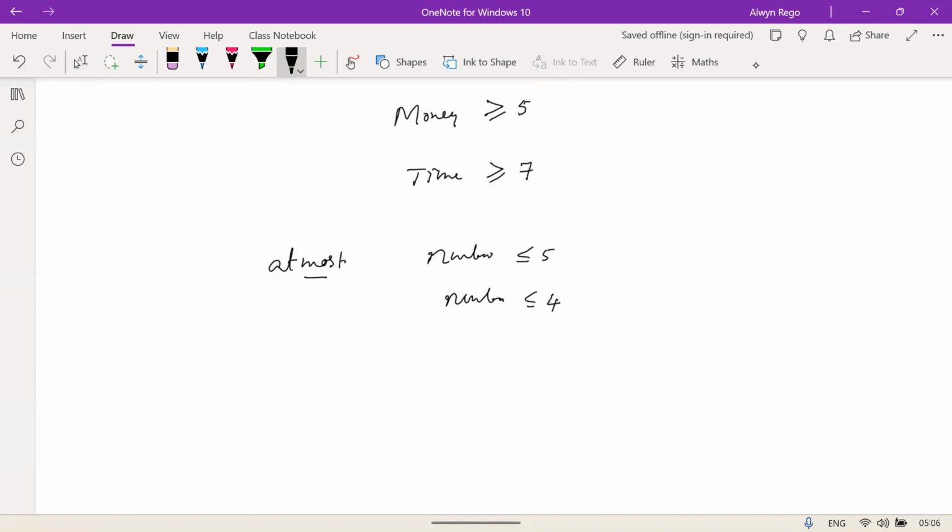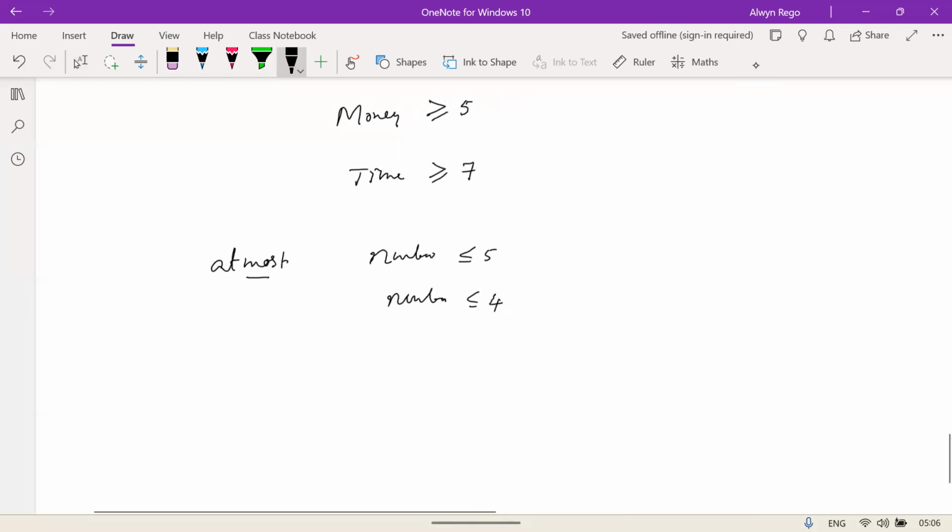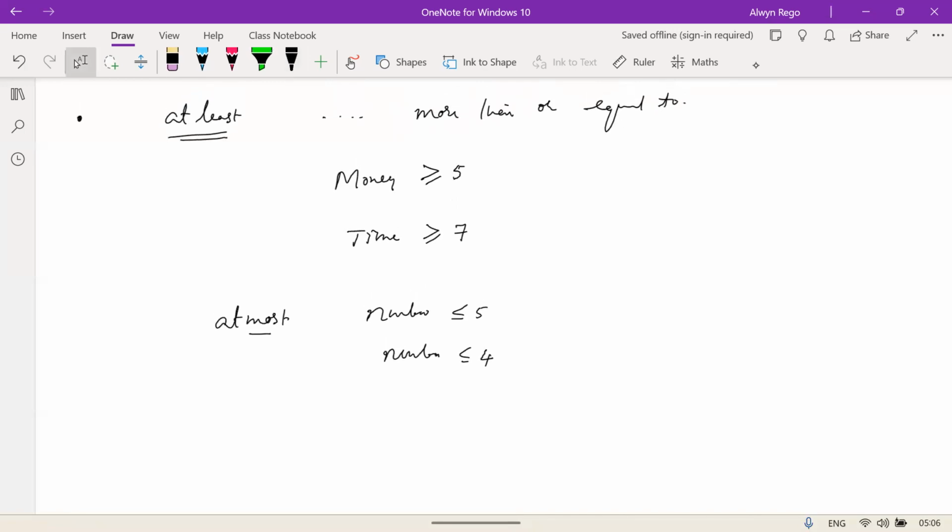So if 10 of you are standing there requesting a ride or something, it cannot be more than 4. So that's about less than or equal to, and more. And that's the meaning of at least and at most. I suppose that's simple English.